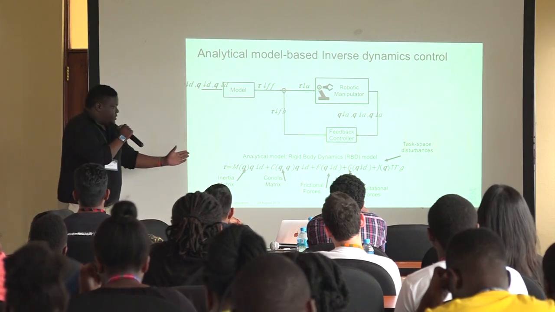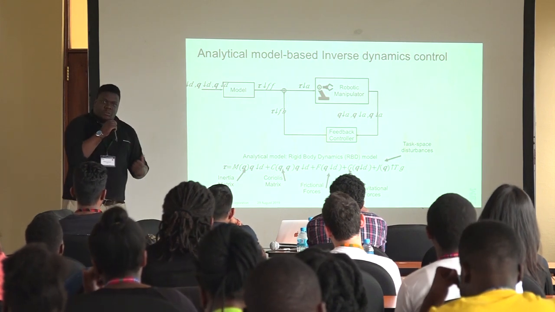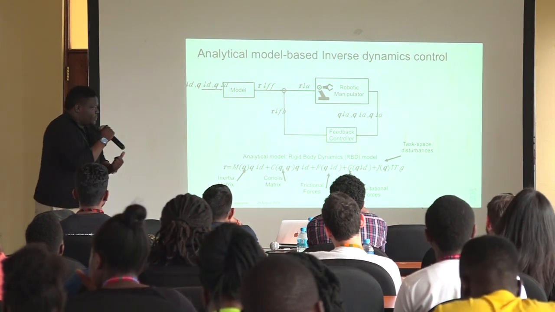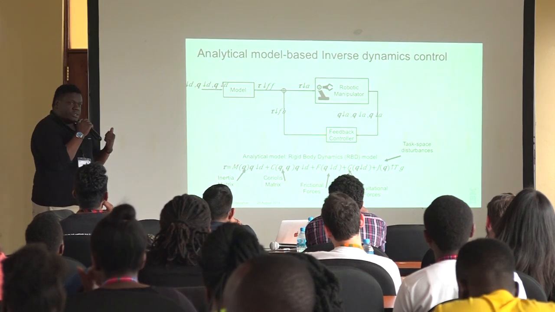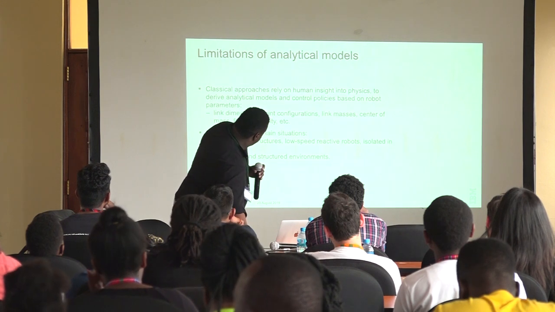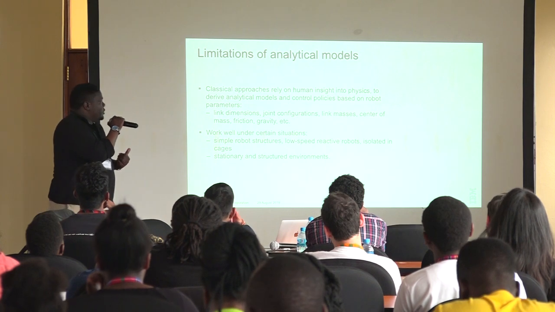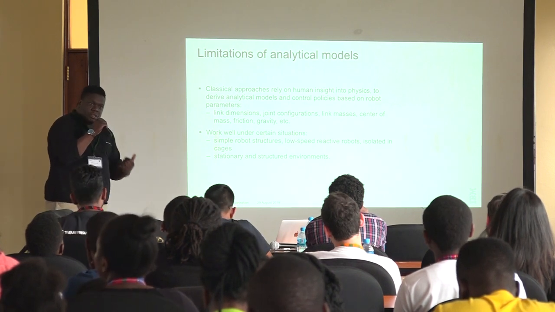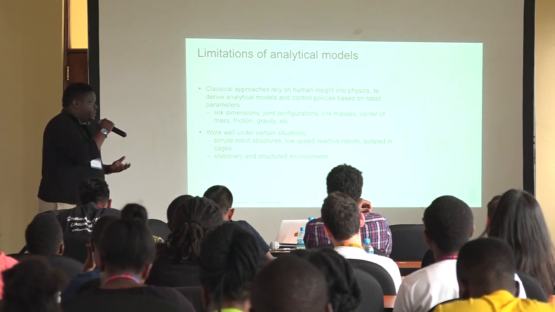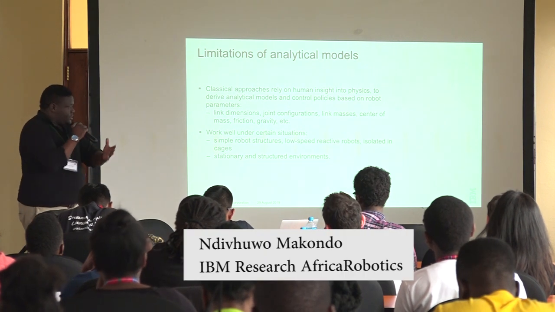Some of these parameters are actually difficult to get, such as the Coriolis matrix. There's no analytical formulation. There's also the frictional forces. So in practice, you're not going to get a very accurate model. This model relies on human insights into physics to come up with mathematical models, and it typically requires your link dimensions, the joint configurations, and the limb masses. They do work well under certain situations.